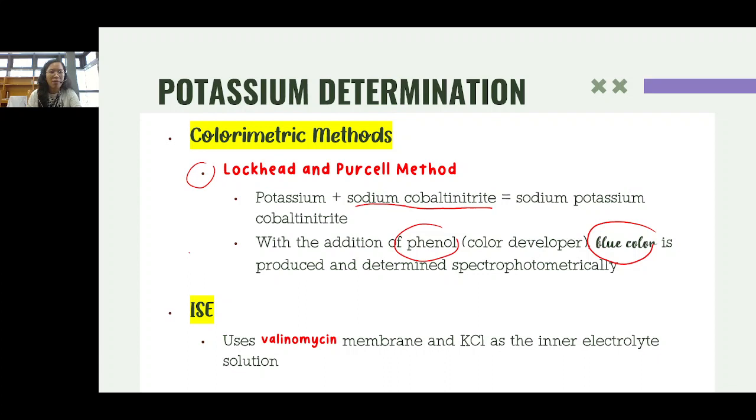We also have ISE testing here, your ion selective electrode. So kung glass ang sa inyuhang sodium, for your potassium, what we use is your valinomycin na membrane. And we also have your potassium chloride as your inner electrolyte na solution.